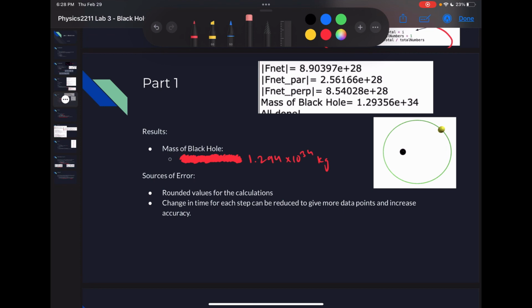So these are the results for part 1. This is the net force, then the parallel component, then the perpendicular component, and then the mass of the black hole that we got as a result. The sources of error are rounded values in the calculations, and the change in time for each step could be reduced to give more data points and increase the accuracy.